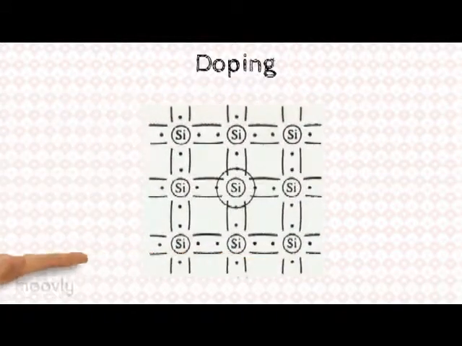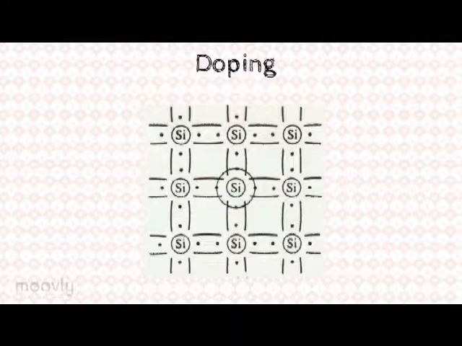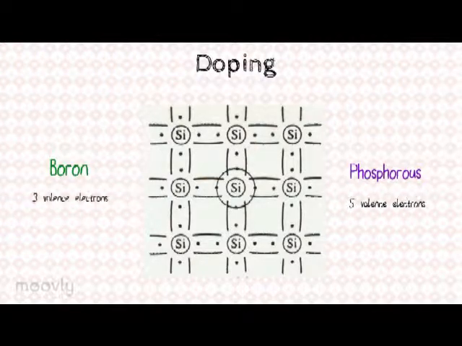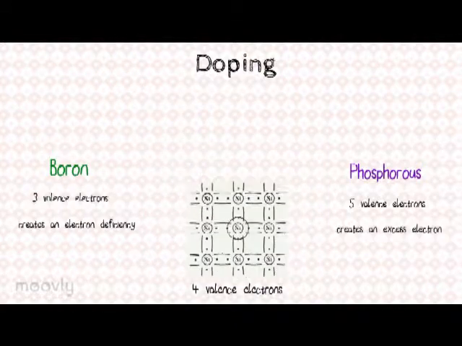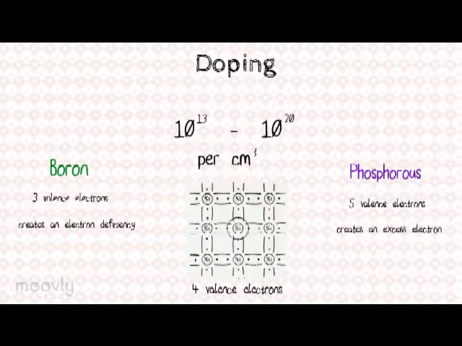Silicon atoms in the lattice are replaced by these dopant atoms. The most common dopants for silicon are boron and phosphorus. The key is to use atoms with valence states just above or below that of silicon so that we can create electron excess or electron deficiencies. Doping densities typically range from 10^13 to 10^20 atoms per cubic centimeter.